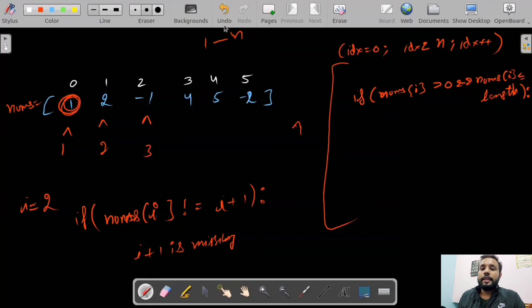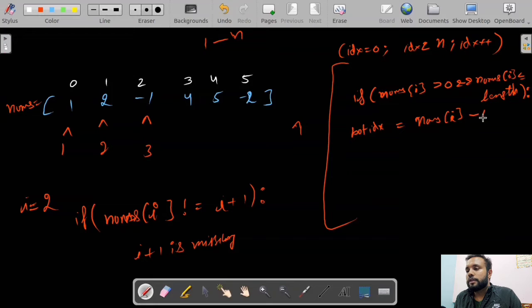Now if this condition is true, let's try to find the index where this number belongs. Any number at index i belongs to some other index. If we find that index, we can call it the potential index for the number at nums of i. What I am trying to find is where this number 4 belongs. It belongs to index 3. So potential index is equal to nums of i minus 1.